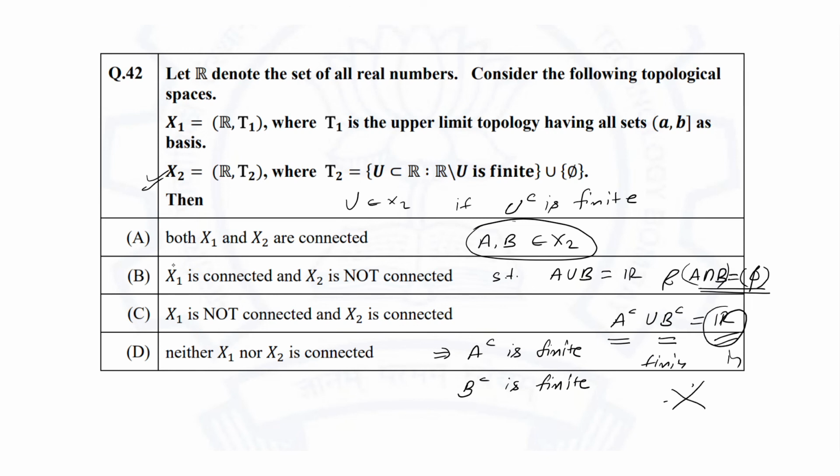So we got a contradiction. We supposed that this space has a separation, and we got a contradiction. This means that this space has no separation. It means that this space X2 is connected. So the third option is correct: X1 is not connected and X2 is connected. Thank you so much.